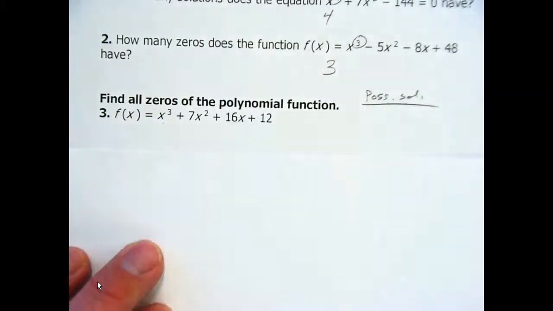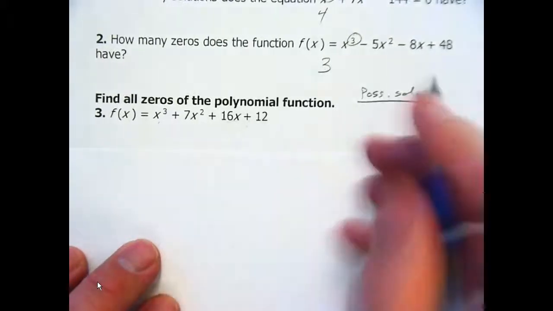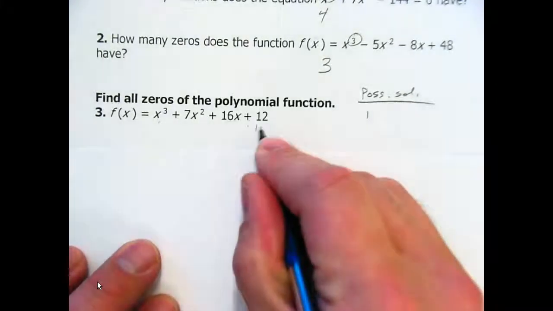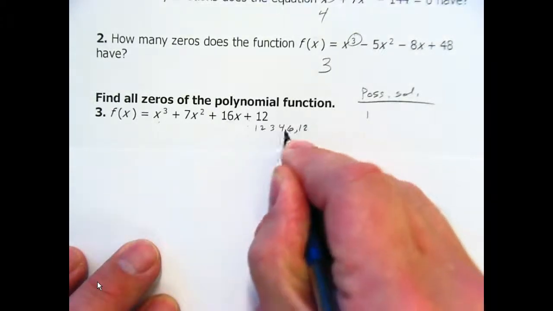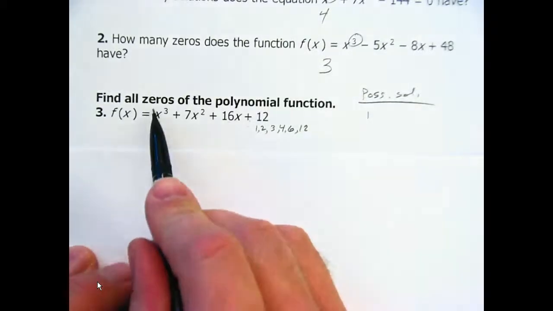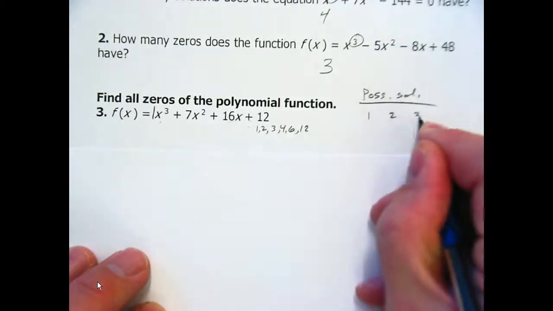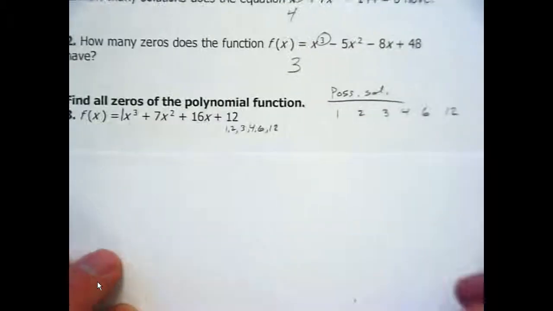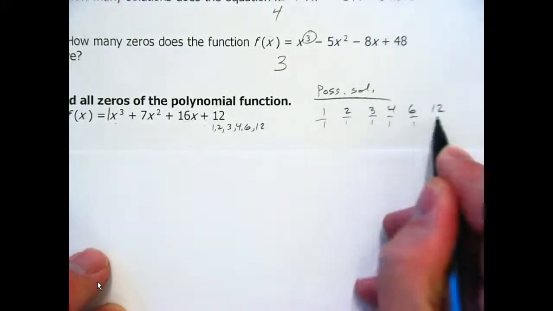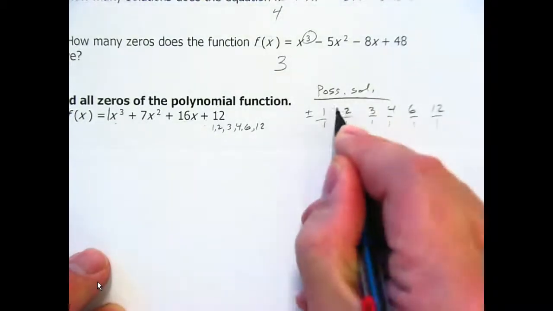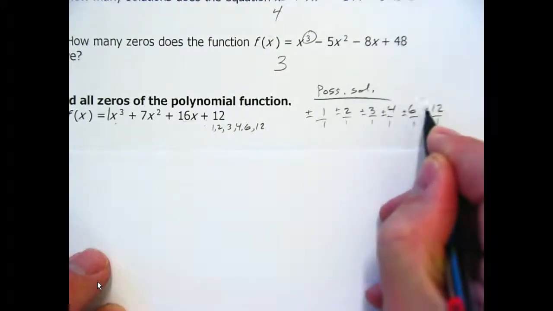Okay, I need everyone's attention back up here. Possible solutions are factors of 12: 1, 2, 3, 4. Okay, so all those factors divided by the factors of our leading coefficient, which in this case is 1. So we get 1, 2, 3, 4, 6, and 12, all divided by 1, which right now is quite redundant, but we'll put it there just because we're still learning it. Plus or minus. Okay, and then we test.